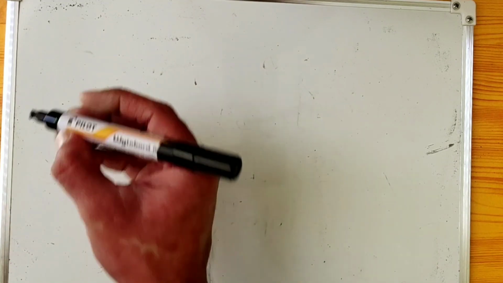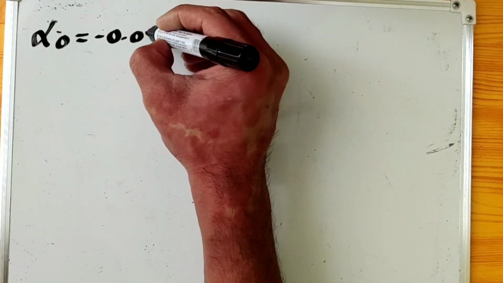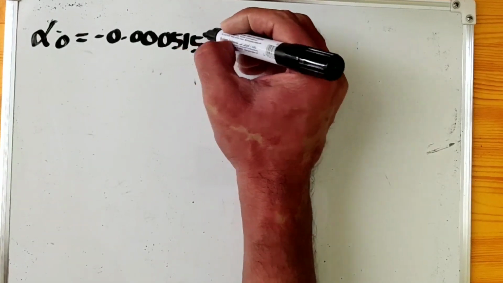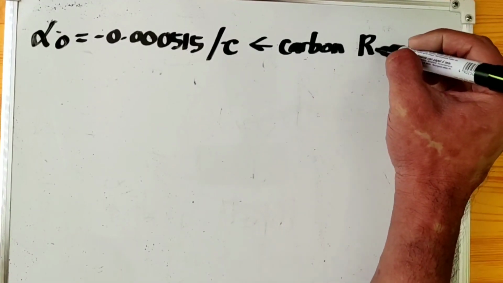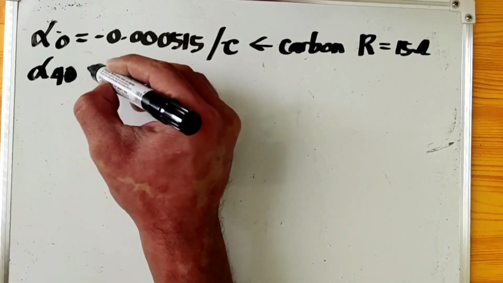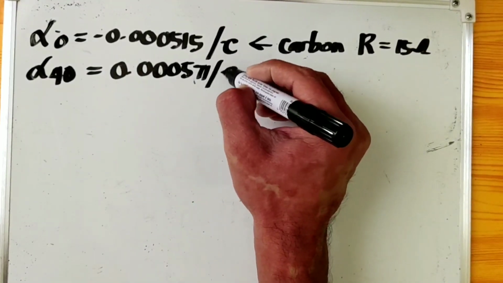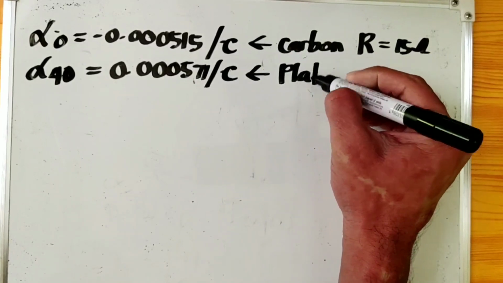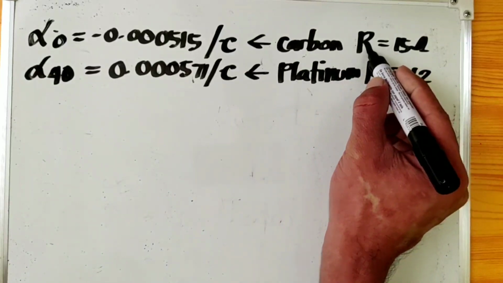So for this example, meron tayong comparison ng dalawang material. We have the temperature coefficient at 0, that's negative 0.0000515 per degree centigrade. This will be for carbon, which has a resistance value of 15 ohms. However, we also have our alpha at 40, which is equal to 0.0000571 per degree centigrade. It will be for platinum, and the value of the resistance is 12. This is also at 40 and this R is at 0.